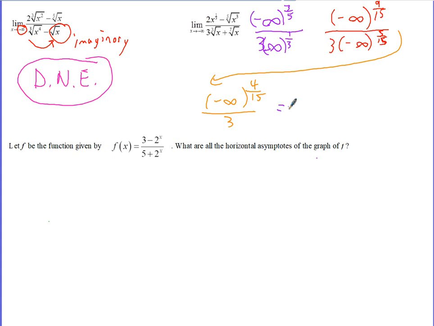And here's where the radical form matters. What this fraction actually is, it would be the 15th root of negative infinity to the fourth. An odd root of a negative number keeps it negative, but it's raised to the fourth, an even power. So that's why it becomes positive infinity over 3.